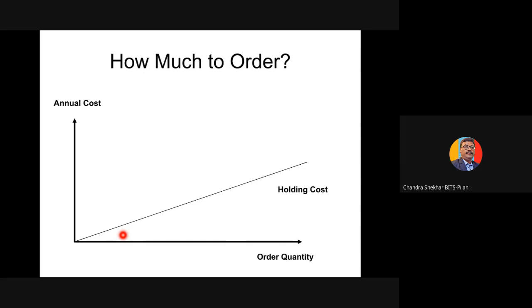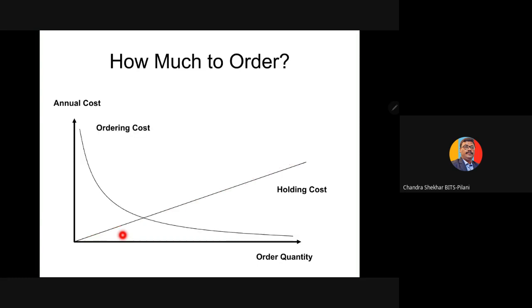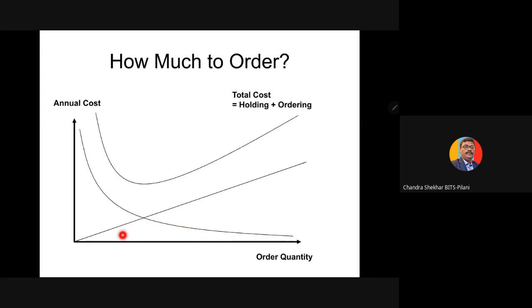So as I've told you, when we are studying the inventory system, we have to take care about two things. When the order quantities are more, when we order in more quantity, then naturally the holding cost will increase. When we order less, here we have the curve of the ordering cost.